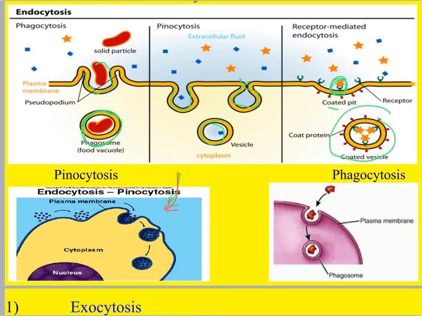Pinocytosis, the cell taking in a large amount of fluids, and then it buds around it to form a vesicle. Phagocytosis, it eats, the food goes in, and part of the cell membrane goes around it to create a new vesicle.